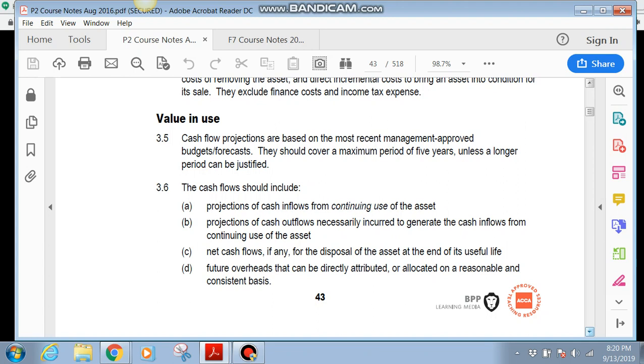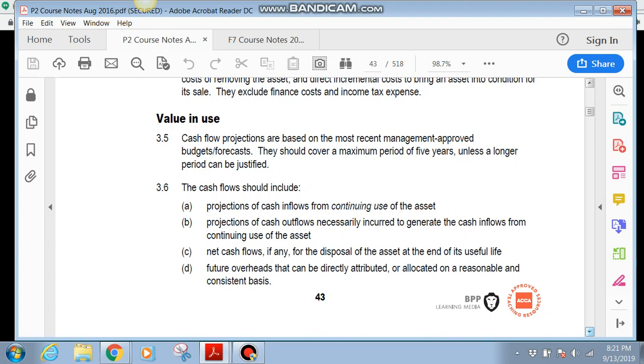So this asset, which we are saying is generating cash inflows, if it's also got cash outflows which are incurred for it to generate the cash inflows, these cash outflows should also be included. Okay? So then you're going to have inflows and outflows that you net.